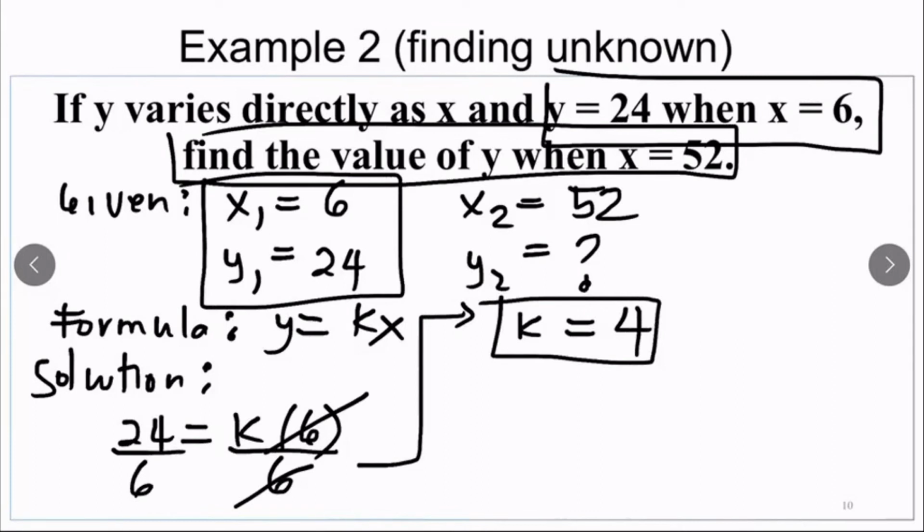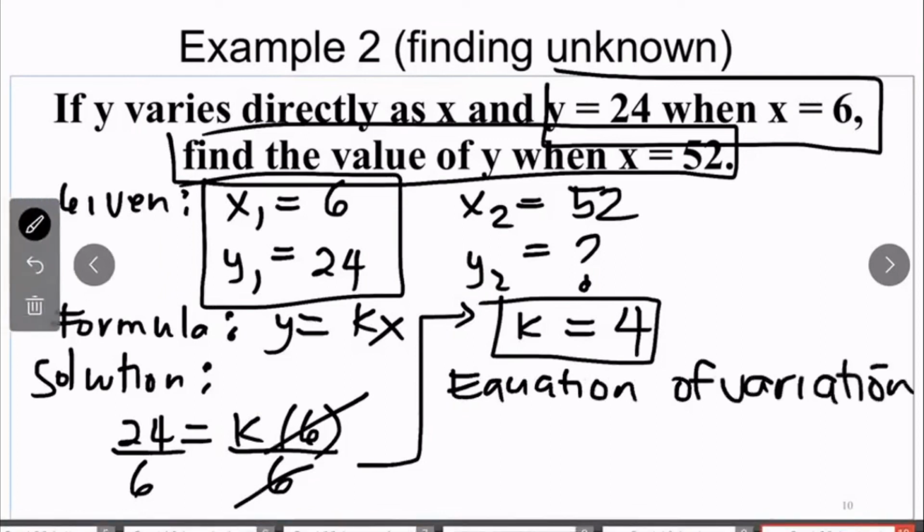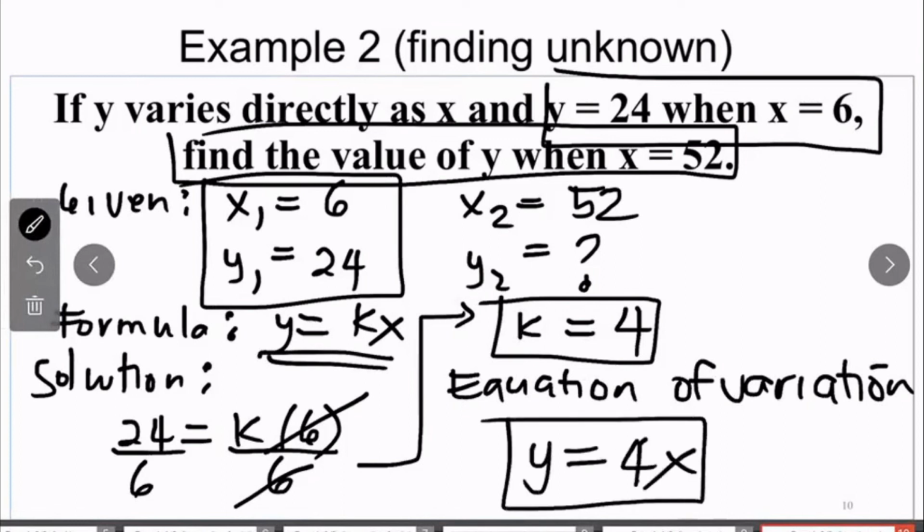So now, let us identify the equation of variation. In the equation of variation, once again, we will just substitute the value of our k to our formula. Substituting only k to our formula, it will become y is equivalent to 4x. Therefore, this is our equation of variation. Next, afterwards, we will now identify the unknown.